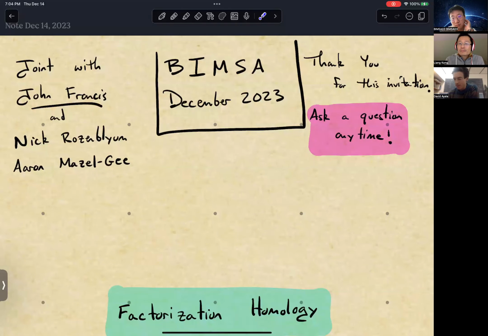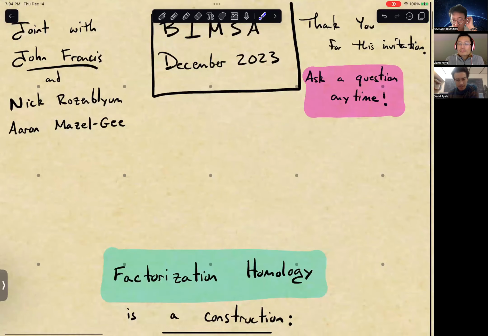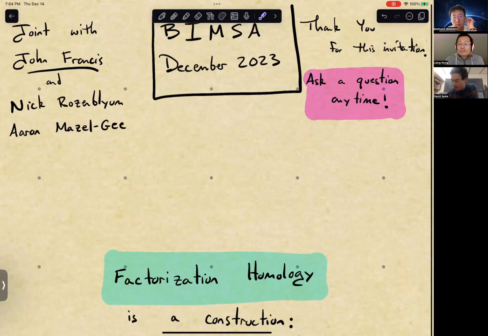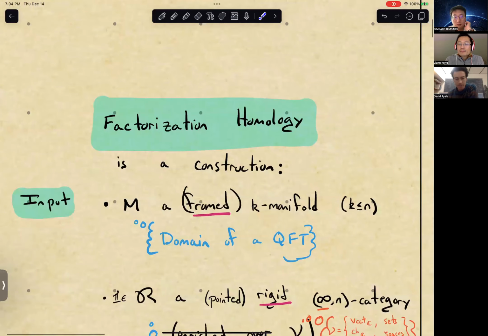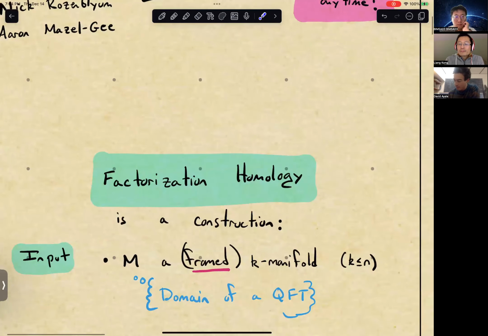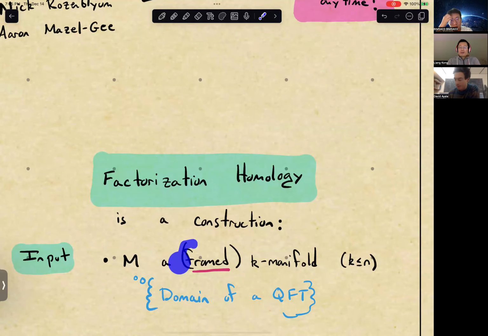Okay, so factorization homology. What it is, is a construction. Here's the input. There are two types of input. One is a manifold. And that manifold, typically, I think of it as n-dimensional, but it's interesting and worthwhile to entertain cases where the manifold has dimension less than n. Additionally, for much of the theory, there's what's called a framing, and we can go into that if appropriate, but I'll mostly ignore that particular bit of structure.